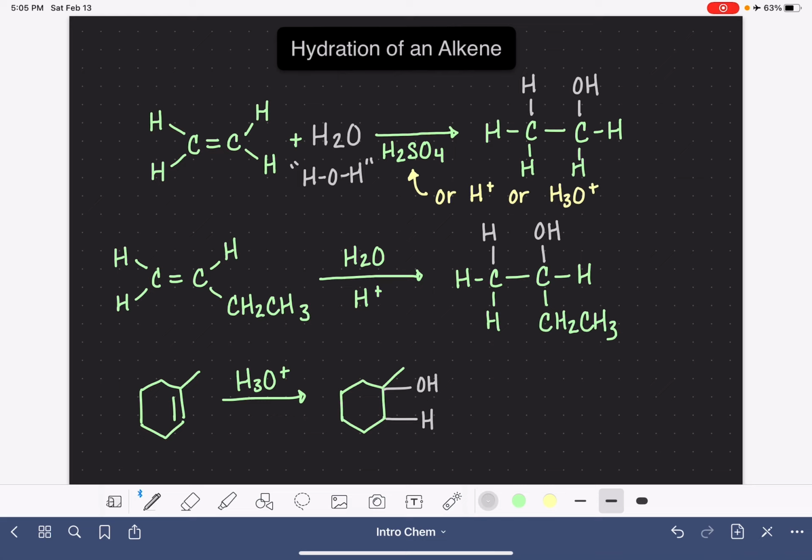And then remember, just like we saw in the last video, we can't leave our drawing like this. In line notation, we're not allowed to show carbon-hydrogen bonds or hydrogen atoms that are attached to carbons. We have to erase this because it's not allowed in line notation.